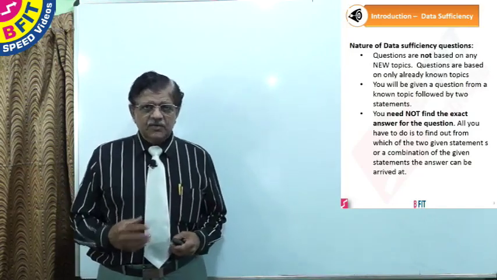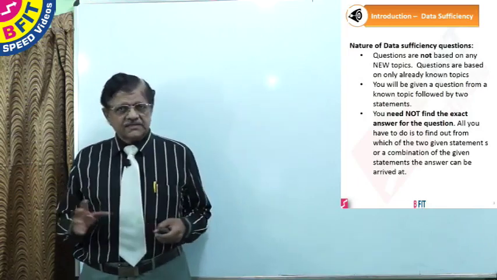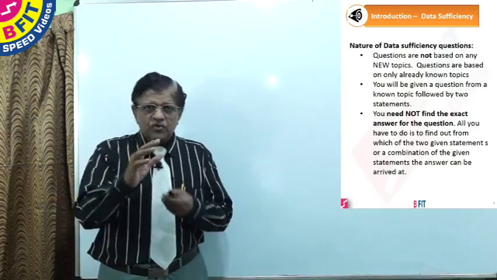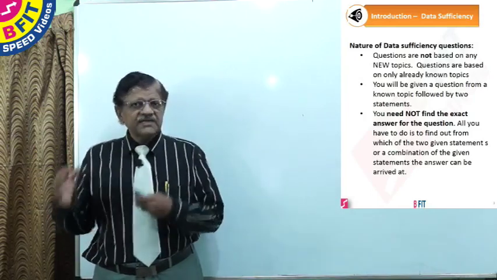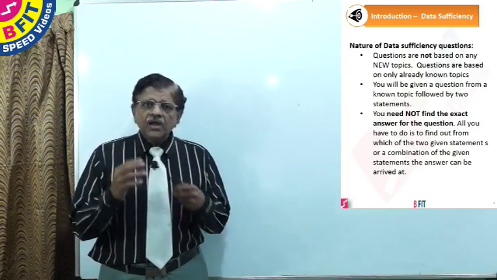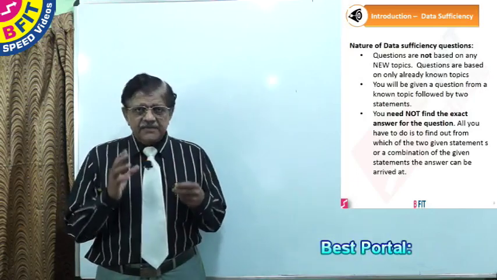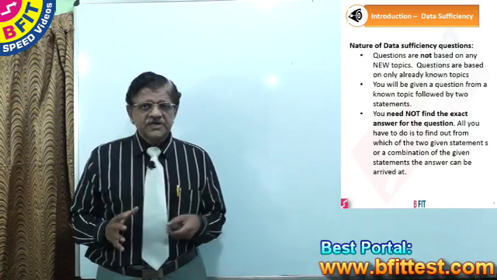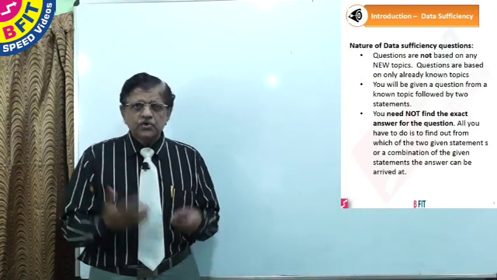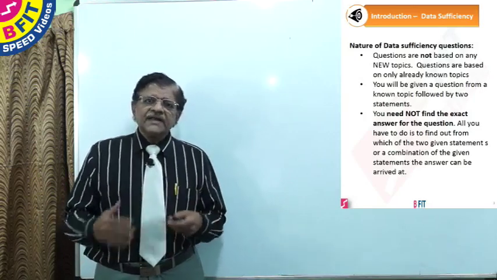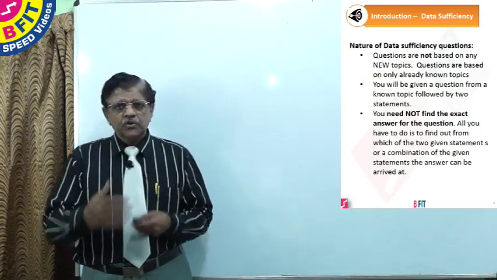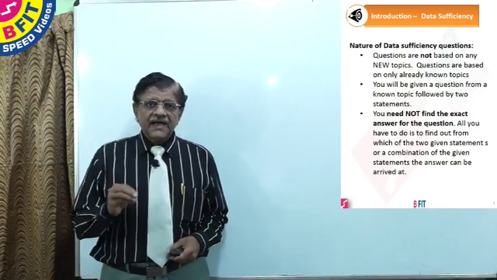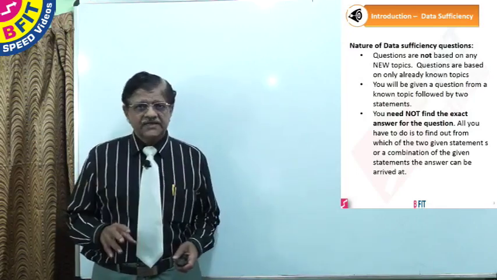In data sufficiency questions, you are not asked to calculate the exact answer. What they are asking you is this: they give you a question followed by 2 or 3 statements, and all that you have to do is decide whether the data in statement 1 alone is sufficient to answer the question, or 2 alone, or 3 alone, or a combination of any of these, 1 and 2, or 2 and 3, or 1 and 3. The combined data from the statements, whether it is sufficient to answer the question. All you have to do is decide whether the question can be answered from the data given. You need not calculate the exact data.